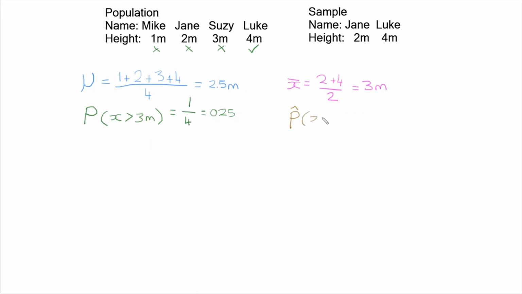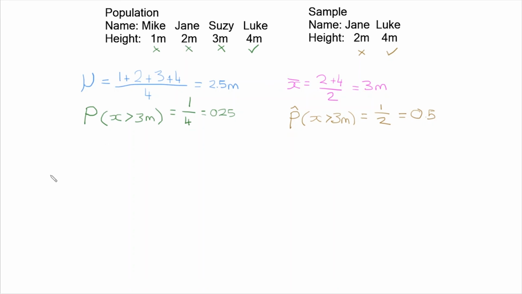So let's say we were looking for the same piece of information. Well, Jane isn't over 3 meters tall. She's 2 meters. That's less than 3. But Luke is. So what we would say is that 1 in 2 units of the sample are over 3 meters tall, which means that our proportion of people over 3 meters in our sample is 0.5. It's pretty simple stuff, right?